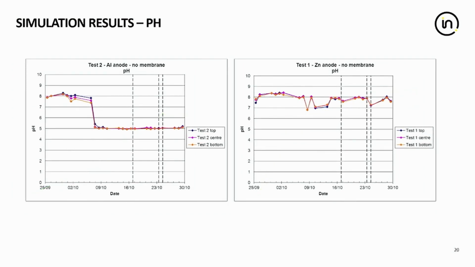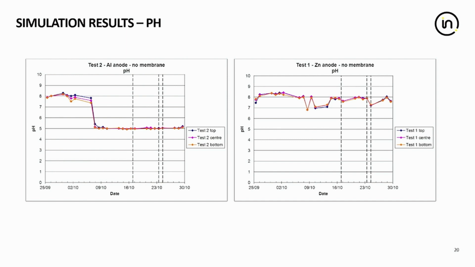Here's the pH results, and on the zinc side, you can see that during the test period here, the values are remaining around 7 to 8, whereas for the aluminium, again, we saw a sharp reduction after only a couple of weeks, and then it was fairly stable at about pH 5 after that.